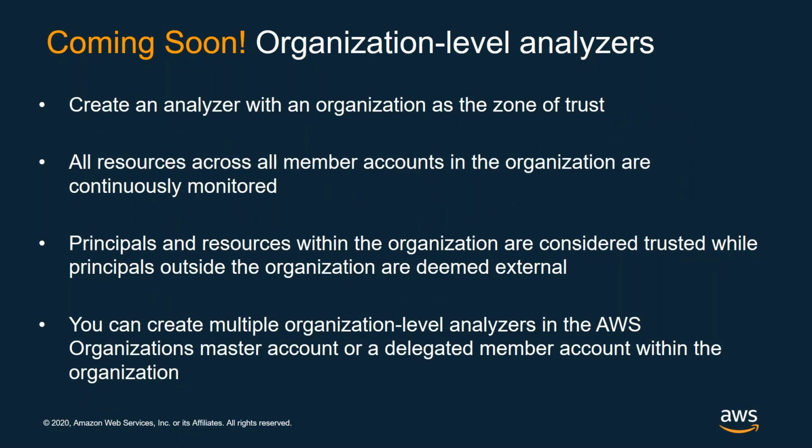And what this helps to do is that all resources within all the member accounts of that organization will be continuously monitored. Because the organization is your zone of trust, any principal or resources within the organization are trusted by default. Principals that are outside the organizations will be deemed external. So you will also have a reduced number of findings because we will only give you findings when someone from outside of your entire organization has access to a resource within your organization, and it could be any part of your organization where that resource belongs.